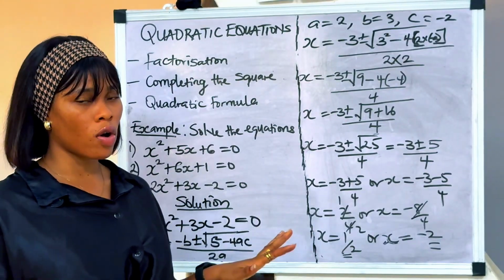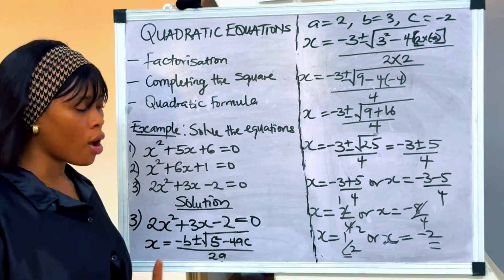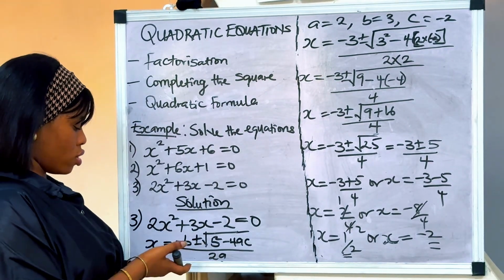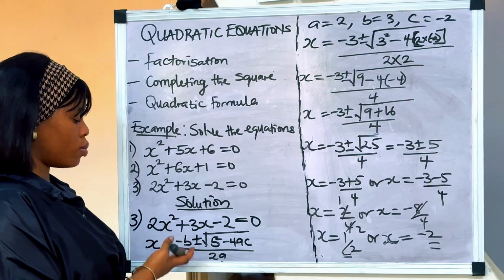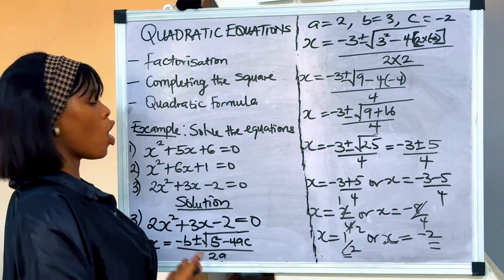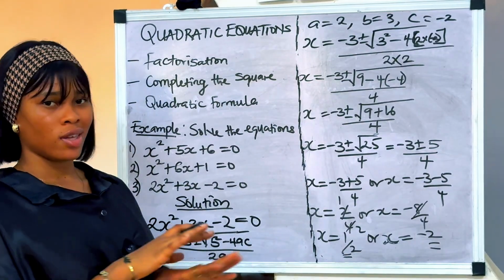So this is how to solve quadratic equations using the quadratic formula, provided you know this formula. The formula is x equals minus b plus or minus root of b squared minus 4ac all over 2a. Provided you know the formula, the rest is easy.